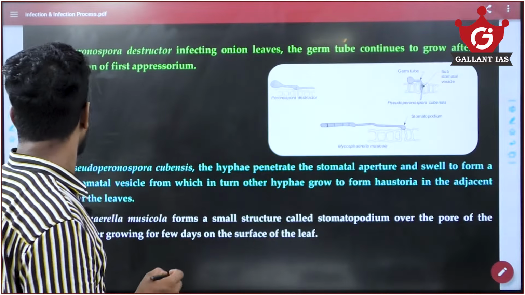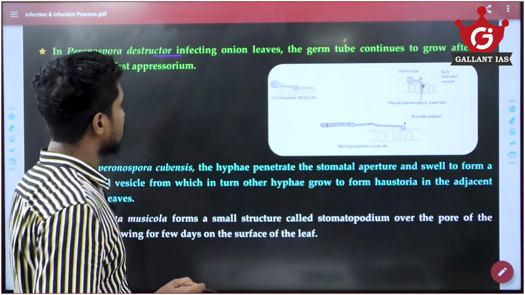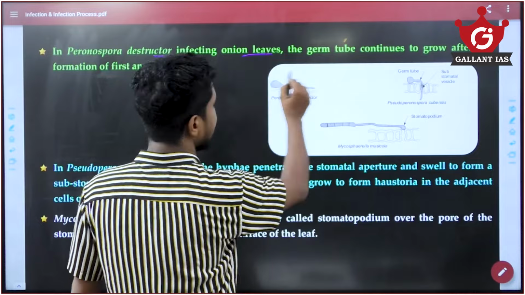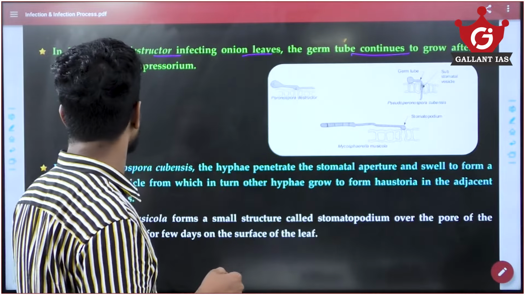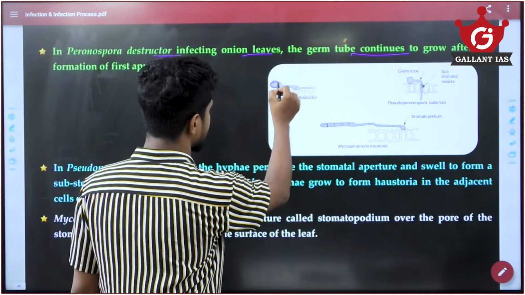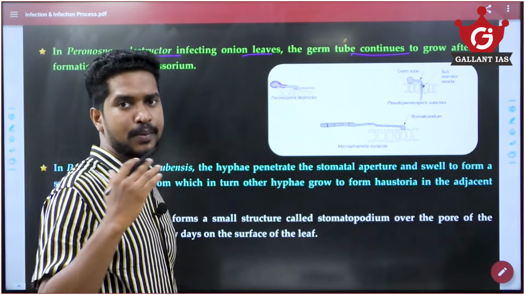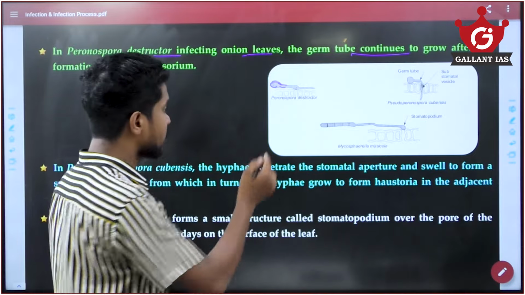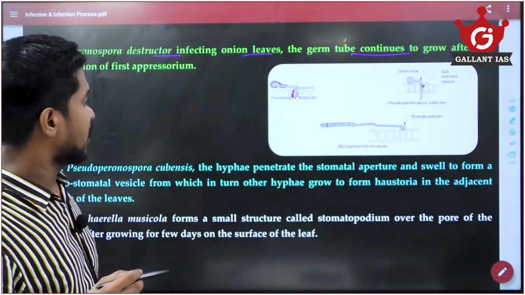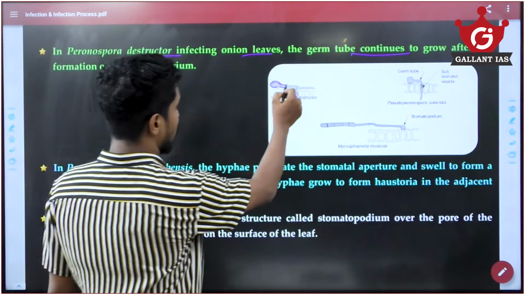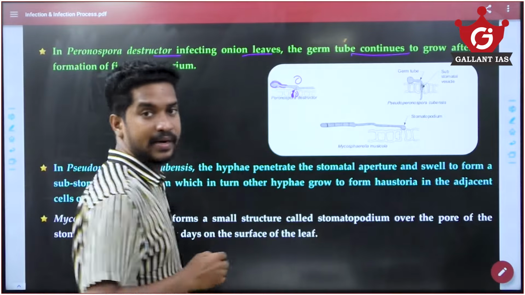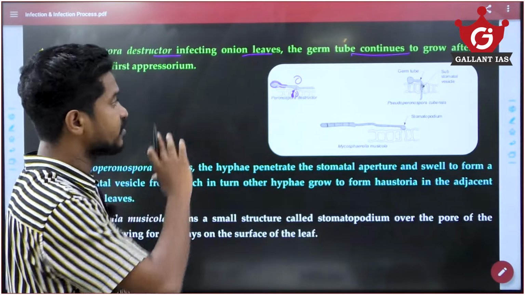Look at the case of Peronospora destructor, which infects onion leaves. The germ tube continues to grow after the formation of the first appressorium. Here this is a spore. The spore germinates and, as a result of germination, produces a germ tube. Here you can see the stomatal aperture. Once the germ tube approaches the stomata, it forms the appressorium.